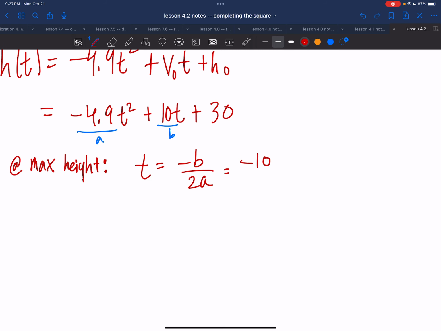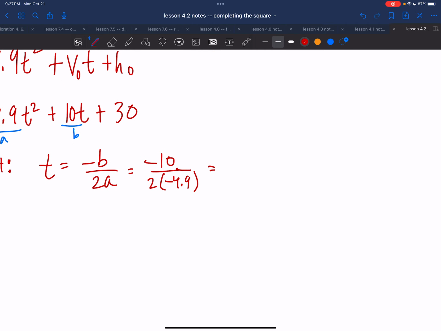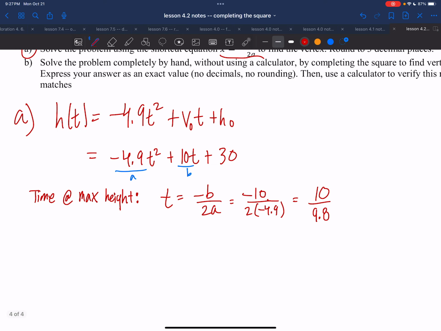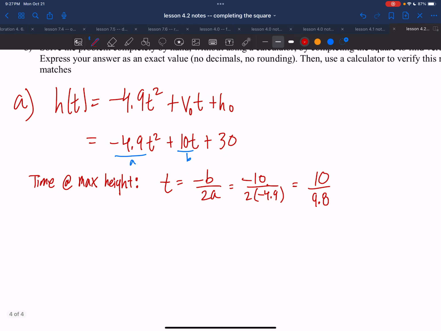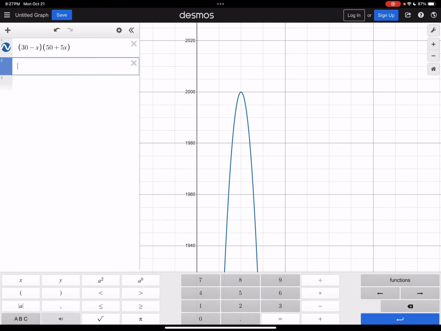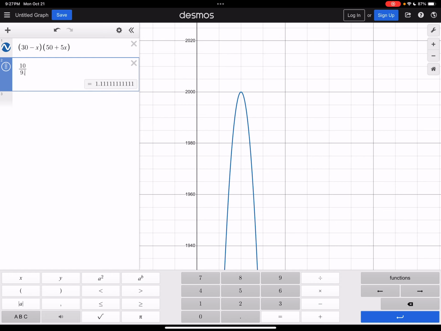And I just plug those into my little formula here. Negative b, that's negative 10, over 2a. A is negative 4.9, so 2a is just negative 9.8, right? Negative 10 over negative 9.8, but double negative. So what I have here is 10 over 9.8. I don't know what that is, so let's just go ahead and get a decimal. 10 over 9.8.